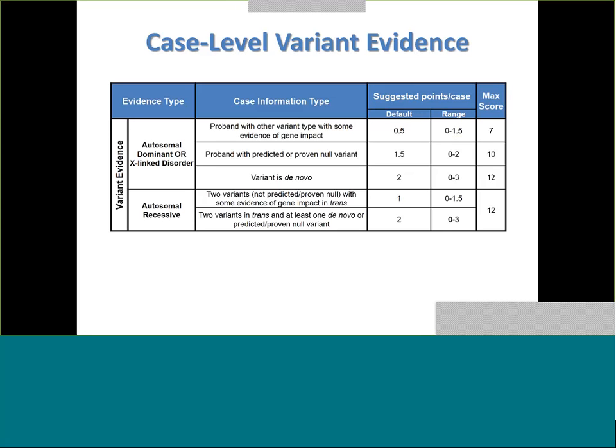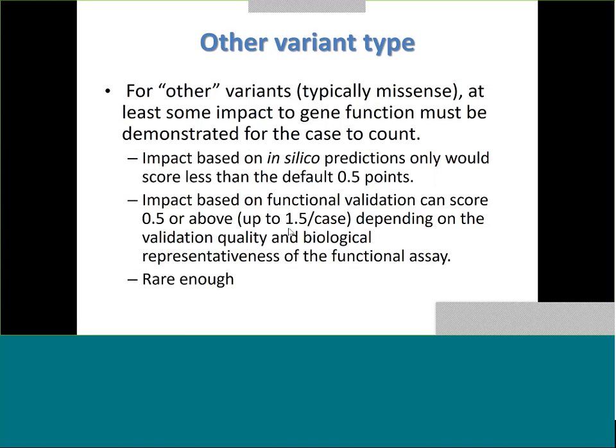So we thought we'd go through each of these sections, you know, sort of one by one. So starting with other variant type. So other variants are typically missense variants, though often we will see small in-frame deletions or insertions can count in this context as well. And this is really directly from the SOP. So at least some impact to gene function must have been demonstrated for the case to count.